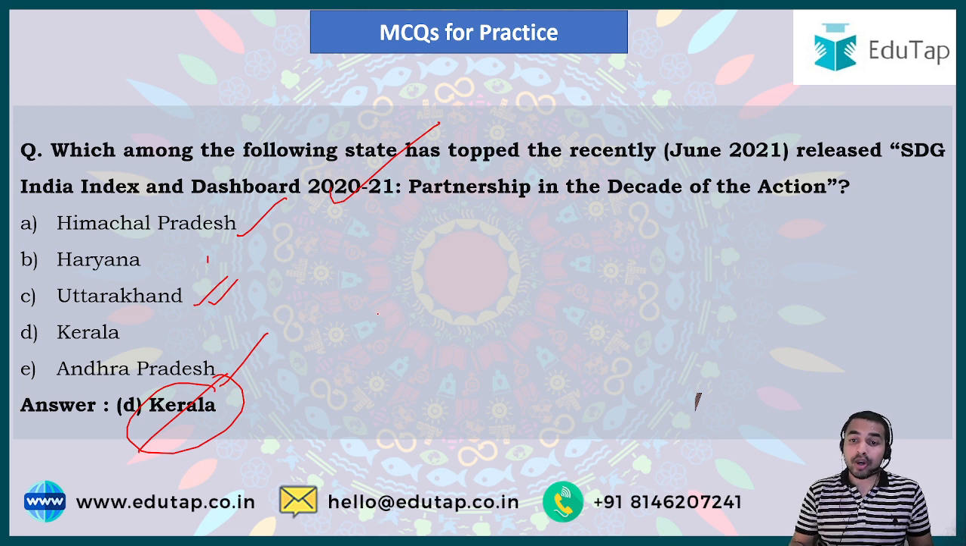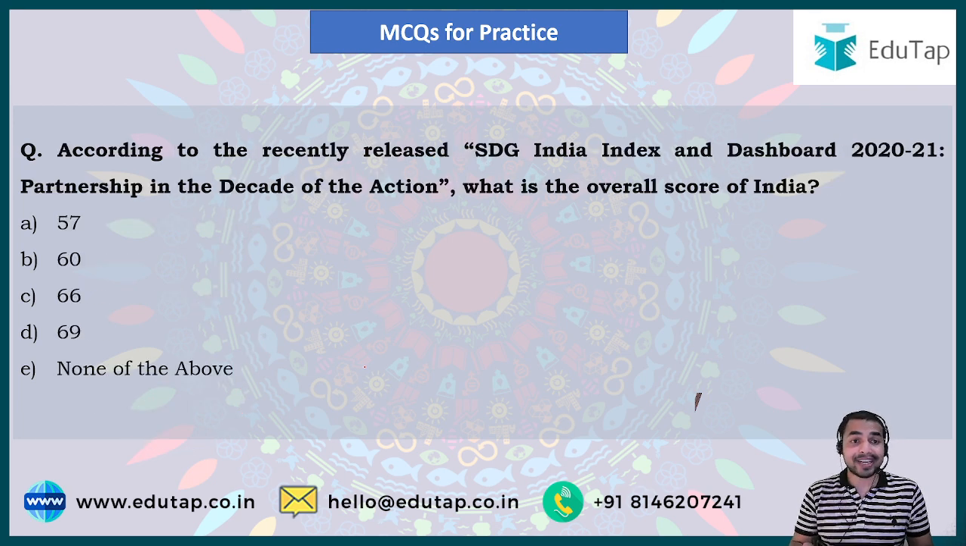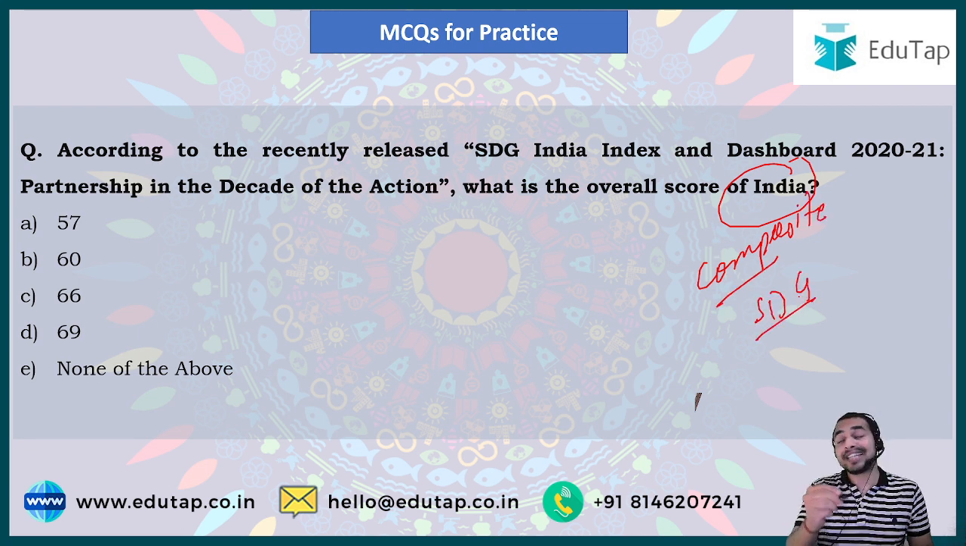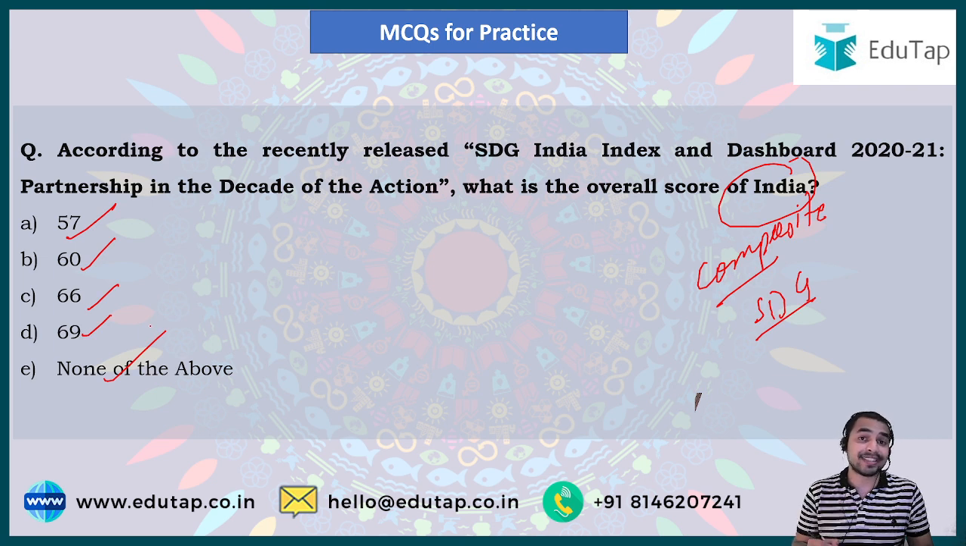So guys, now let's move on to the next question of the day, that is, according to the recently released index, what is the overall score of India? So guys, here you are required to tell me the composite score of India in the SDG index. So guys, kindly answer this question in the comment section below. And guys, the options are 57, 60, 66, 69 and none of the above. So guys, we have already discussed this in the session, that the right answer to this question is option C, that is 66.